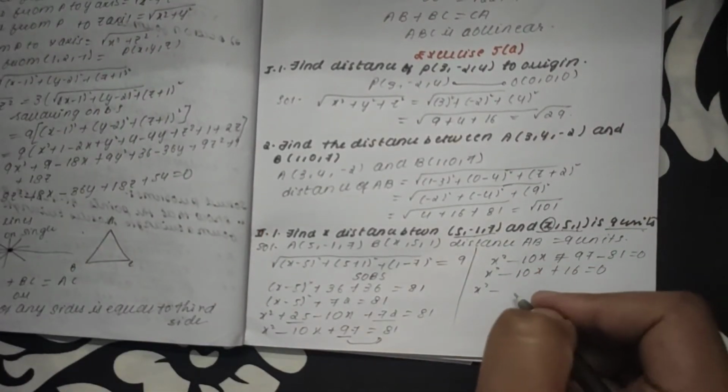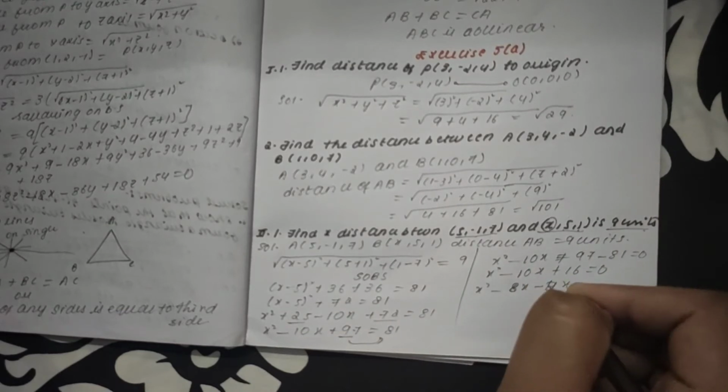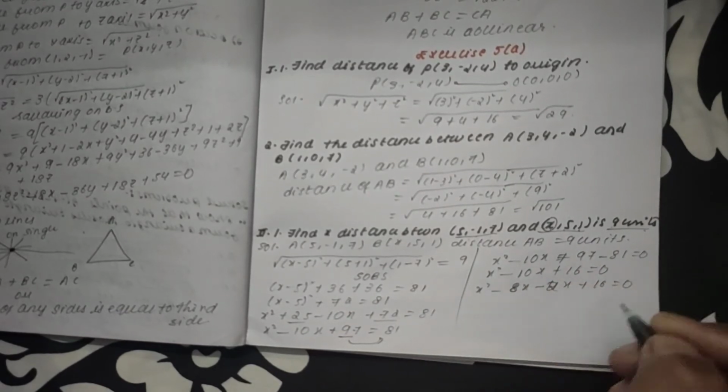So by solving this, we get 6x minus 4x, 8x minus 2x plus 16 as factors. Take x common, x minus 8, take minus 2 common, x minus 8. So the final value is x minus 2 into x minus 8, which gives x equals 2 or 8. So finally we got the values of x to be 2 or 8.